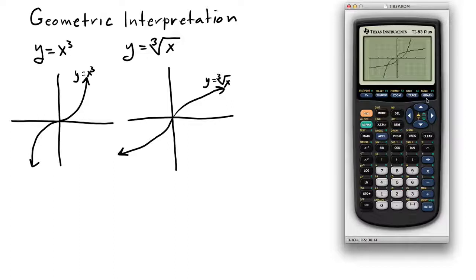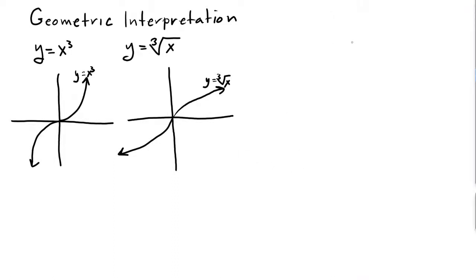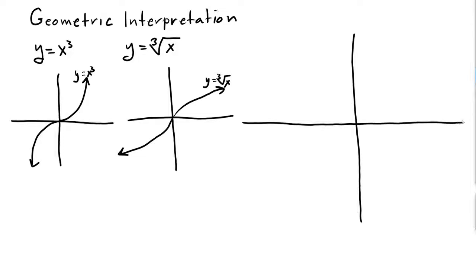Now, it may be a little difficult to see the relationship between the two of them, so I'm going to add one more function in here. I am going to add in y equals x. And notice where y equals x ends up, right down the middle. So if I make a new picture, I'm going to make a bigger one over here, a nice big picture. So here's the line y equals x.